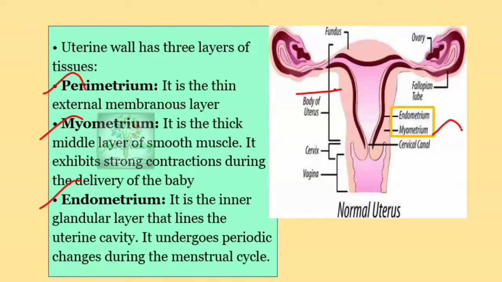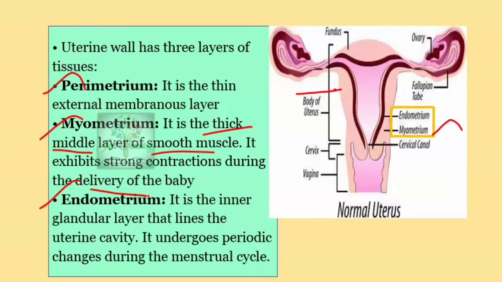Myometrium is the middle layer and it is also a very thick layer. This myometrium is made up of smooth muscles. This smooth muscle gives the myometrium the capacity to withstand strong contraction, which is essential for the delivery of the baby. During the delivery of the baby, the uterus will undergo very strong contraction. To tolerate those strong contractions, the myometrium helps the uterus undergo these changes, because it is made up of a muscular layer.